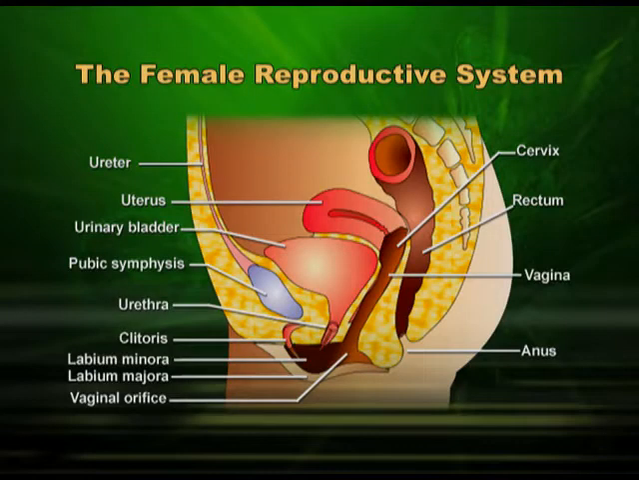So, in case of a woman, in the lower abdominal part we have 3 structures lying almost together. One is the rectum, another is the uterus, and the third is the urinary bladder.